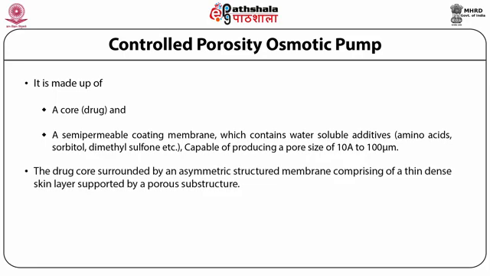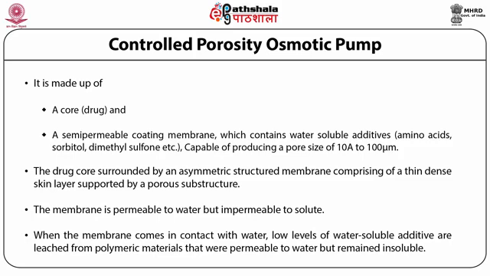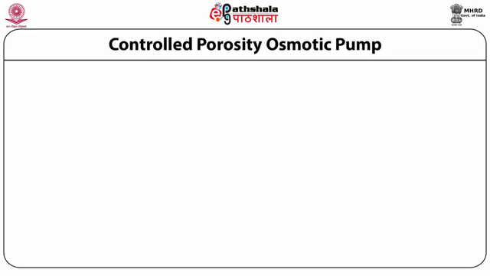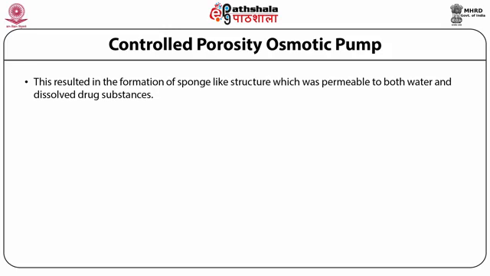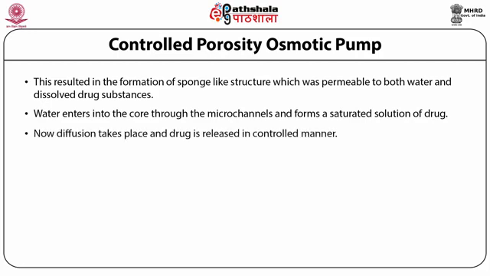The drug core is surrounded by an asymmetric structure membrane comprising a thin dense skin layer supported by a porous structure. The membrane is permeable to water but impermeable to solute. When the membrane comes in contact with water, low levels of water-soluble additives are released from the polymer membrane, and that is where the pores are created. It is permeable to water but impermeable to insoluble solutes. This results in the formation of a sponge-like structure permeable to both water and dissolved drug substance. Water enters the core through the microchannels and forms a saturated solution of drug. The drug moves from the high concentration zone to the low or no concentration zone of the solvent. Diffusion takes place, and the drug is released in a controlled manner.